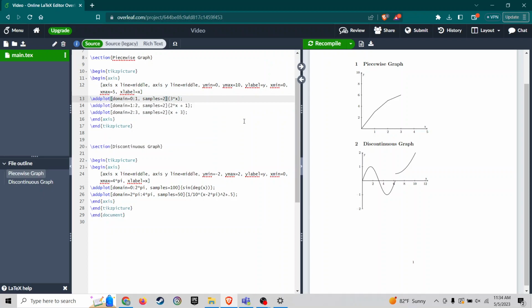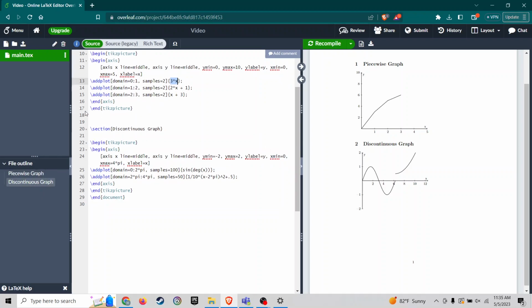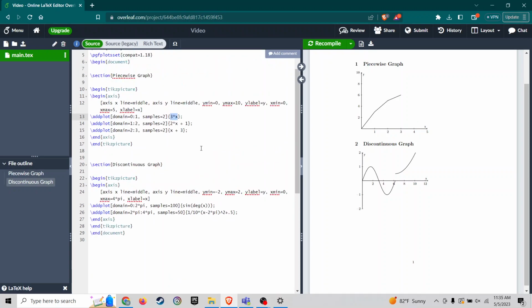In the square brackets, we'll set the domain so that these different functions don't overlap. So domain 0 to 1. And since these are linear, we just need a sample size of 2. And then the function is defined in these curly brackets over here. So for 0 to 1, we have 3x. 1 to 2, we have 2x plus 1. And 2 to 3, we have x plus 3. Then we'll just end axis and TikZ picture. And that gives us our first graph.